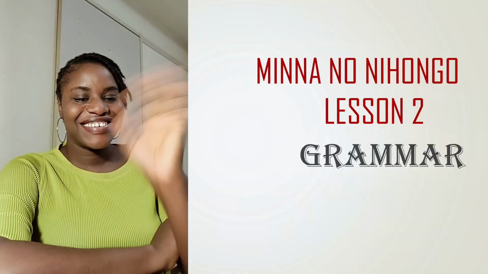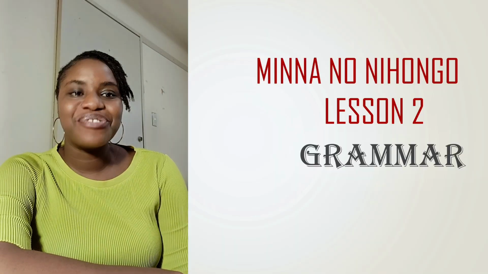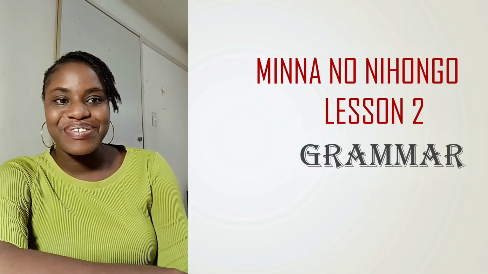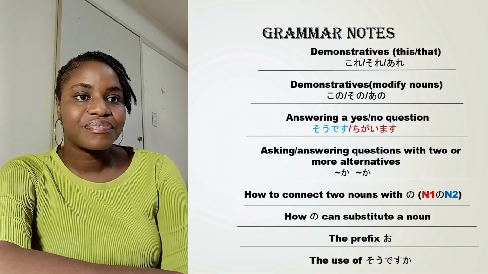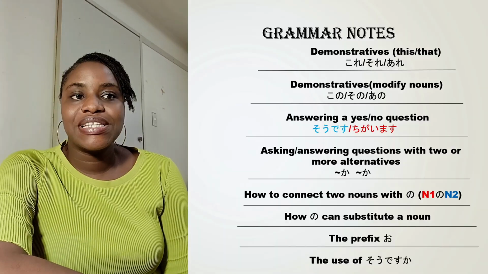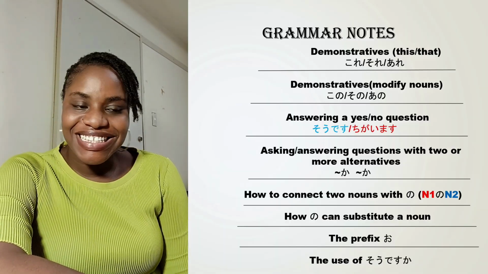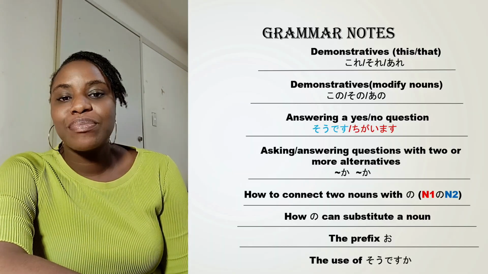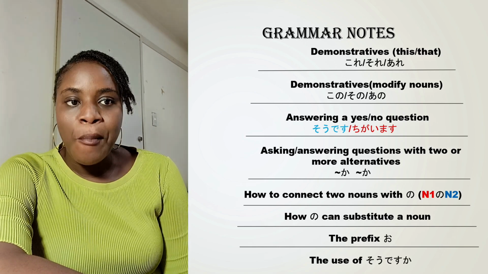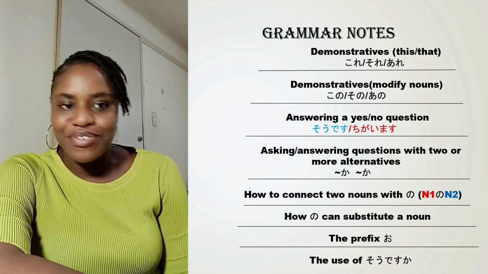皆さん、こんにちは。このビデオでは、Minnaの日本語レッスン2の文法についてです。じゃあ、始めましょう。So the grammar notes for this particular lesson: the first one is demonstratives, where we have kore, sore, are. This is this and that. Then we have demonstratives that modify nouns. 例えば、この、その、あの. Then we're going to learn how to answer a simple yes or no question.